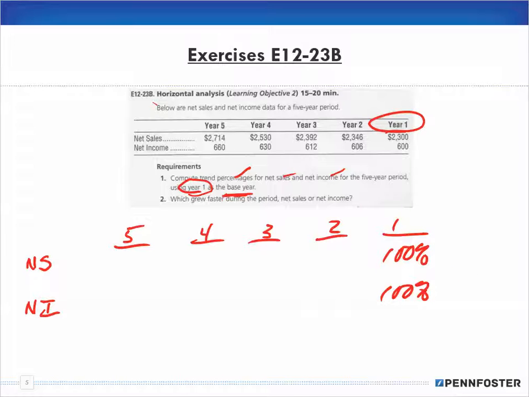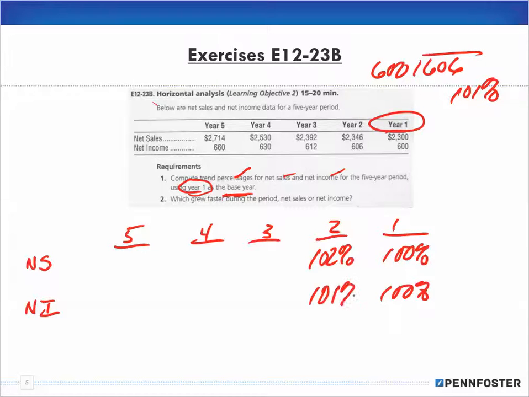So percentage-wise, for net sales, I'm going to take the 2,346 and divide it by 2,300. Okay, and that is 102%. I'm going to do the same thing for the net income. I'm going to take 606 and divide it by 600, and that gives me 101%. Right? So 101%. That's what we're doing math-wise.